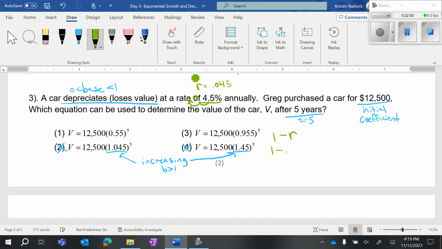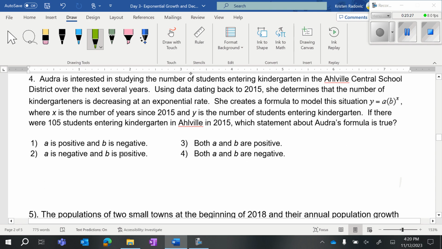Anyway, we have 1 minus 0.045. If you were to subtract, you would get 0.955, which is choice 3. Now, the 0.955 is your factor, whereas the 0.045 is your rate. And I know you're decreasing, it's still called a growth factor. Sometimes you could see it as a decay factor, but sometimes they just specify it as growth factor, even though you are really decaying. It's a little weird how they have that terminology.